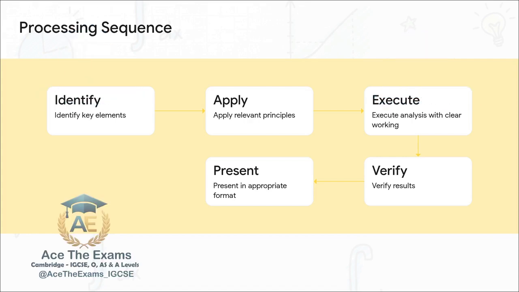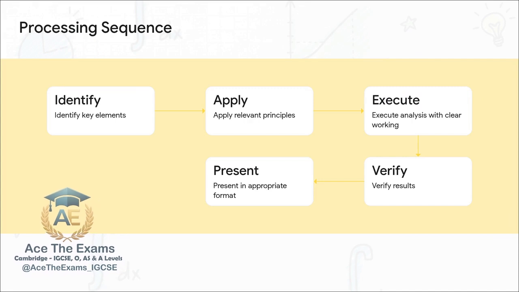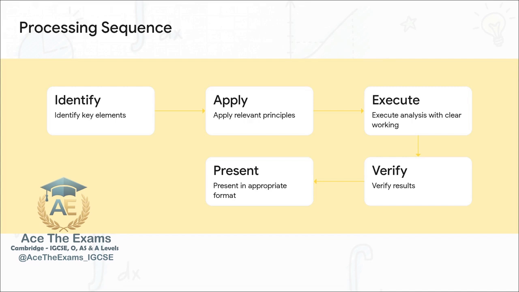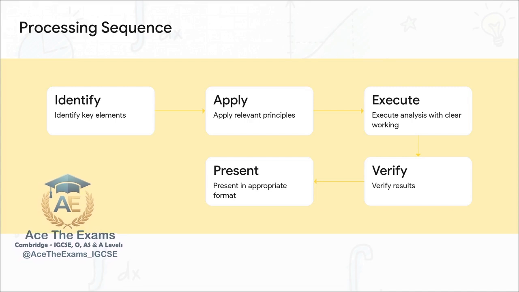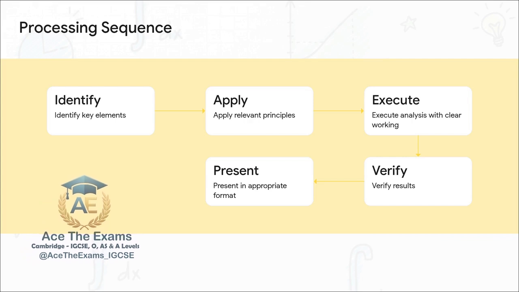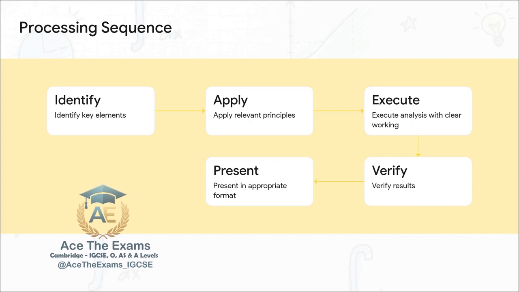Step 1. Identify key elements. Which of the 5 core functions is sitting in front of you? Step 2. Apply relevant principles. State the correct integration rule explicitly before you execute it. Step 3. Execute analysis with clear working. This is the absolute heart of the method mark. You must explicitly write out your compensation factors on the page, like multiplying by 1 over a.